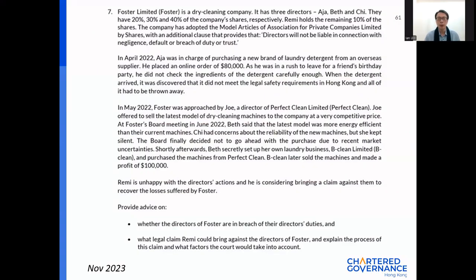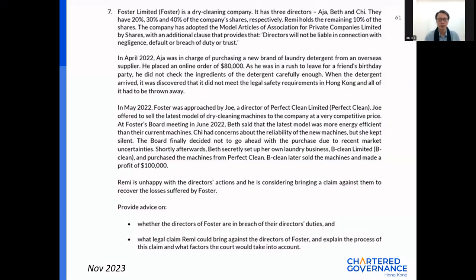So the company adopted the model articles with an additional clause that provides the directors will not be liable in connection with negligence, default, or breach of duty or trust. So this is quite a broad clause that seems to cover everything. Almost like no matter what the directors do, right or wrong, they will not be held responsible.